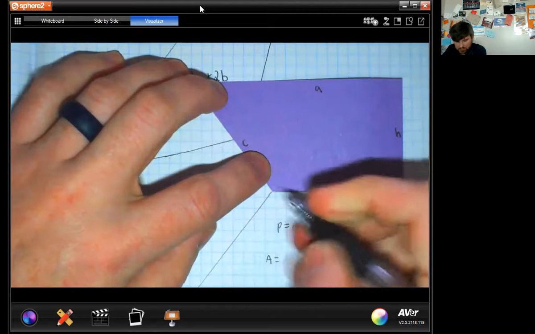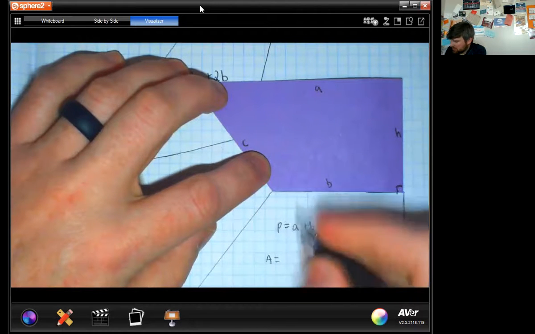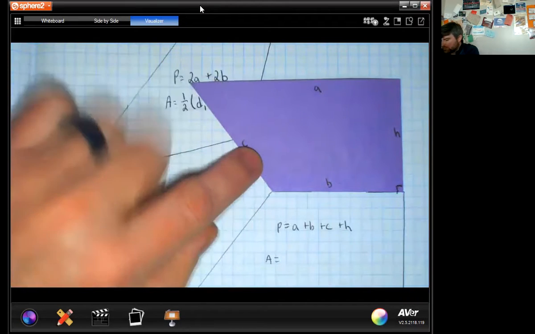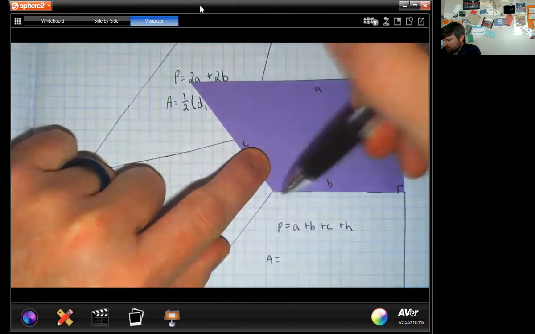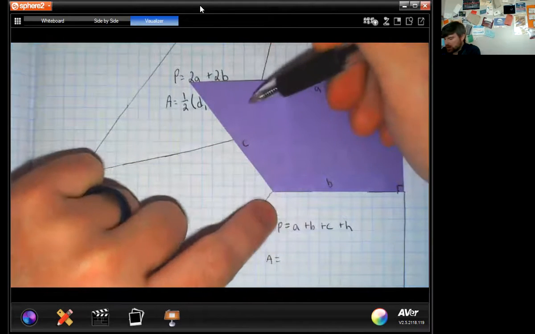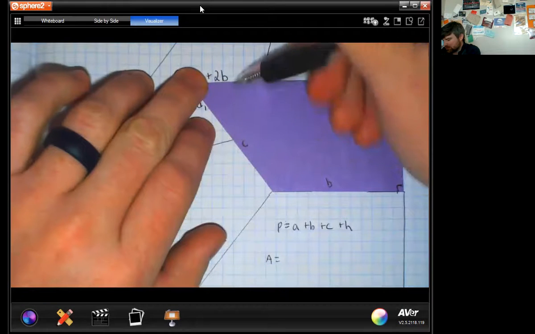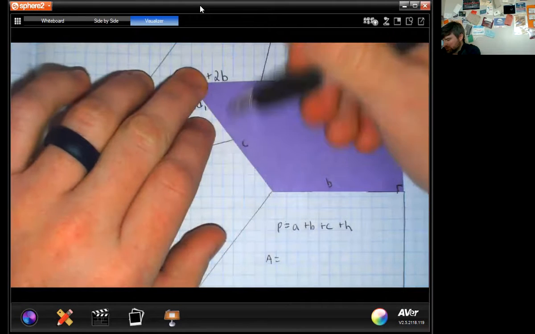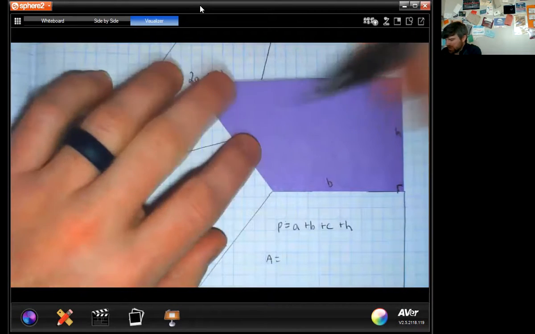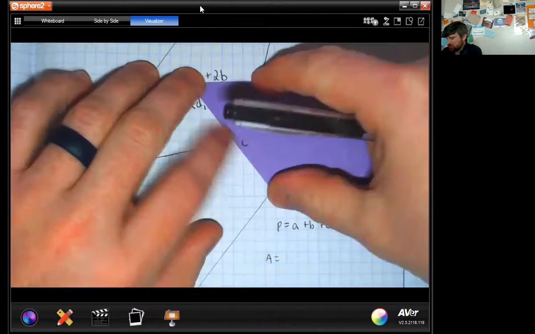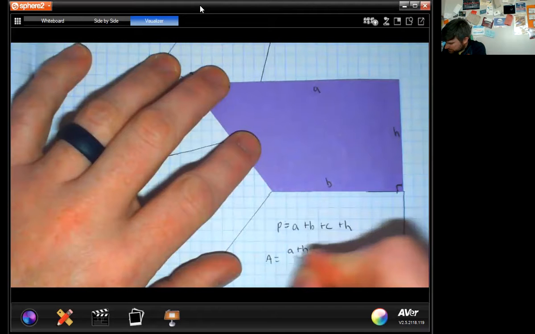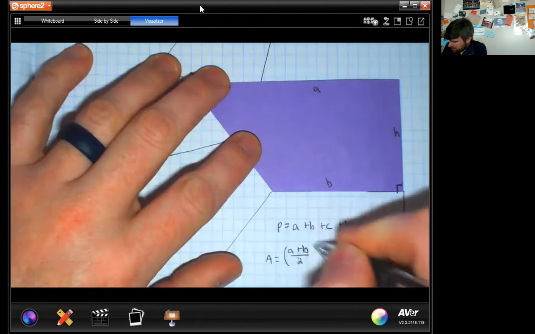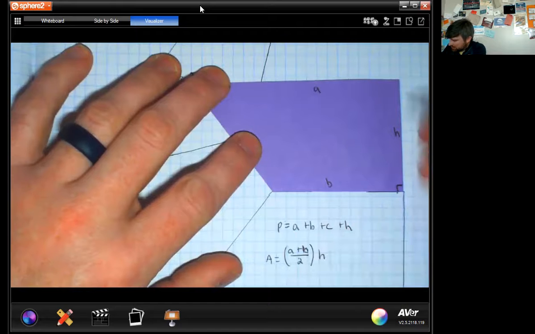For the area, okay, we can make a triangle here, or make a rectangle, but you're going to have to take this square and kind of cut it at some point and move it over here. So when you do that, you're finding the average length between A and B, and that's where you cut it. So you're going to take A plus B divided by 2. And then you're going to multiply it by the height, how tall the thing is.